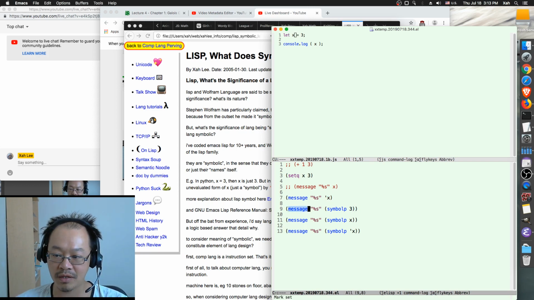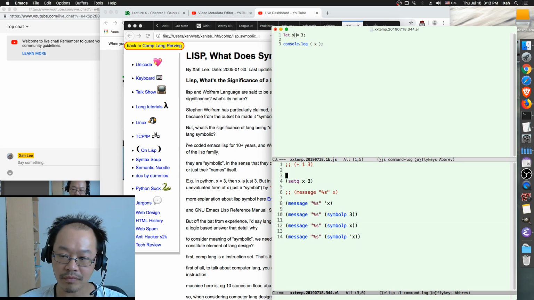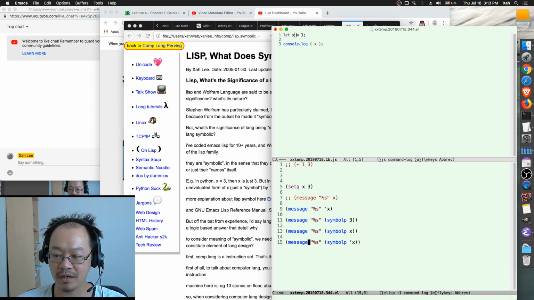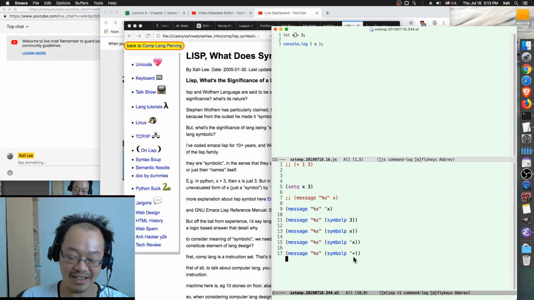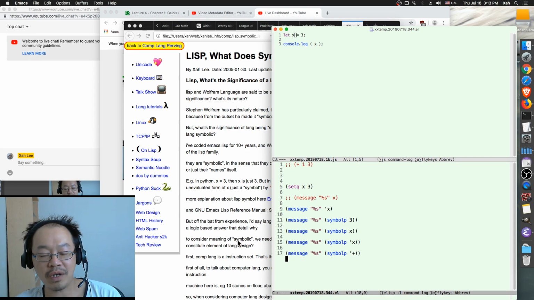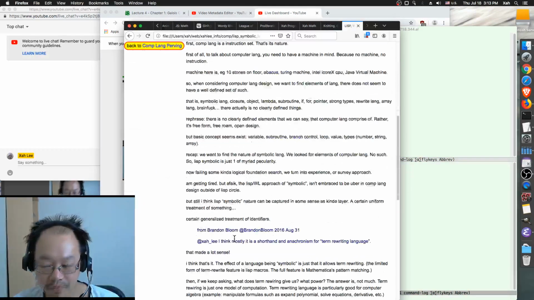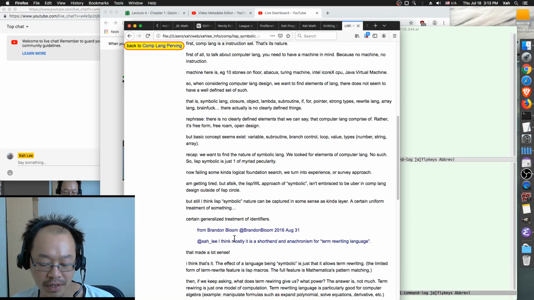built-in function names, operator names, even the plus sign is a symbol. For example, let's see if the plus sign is a symbol. Let's run it. It says true, you see. So in Lisp languages, everything is a symbol. It's called a symbolic language. So what is the purpose?